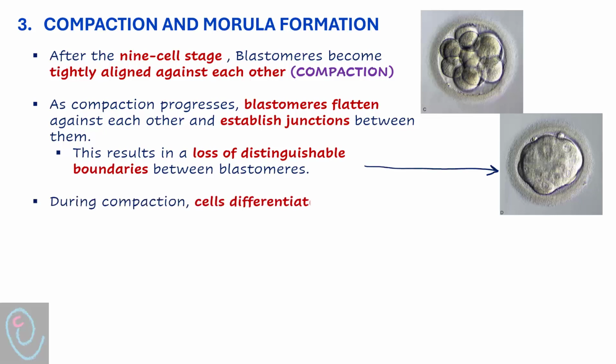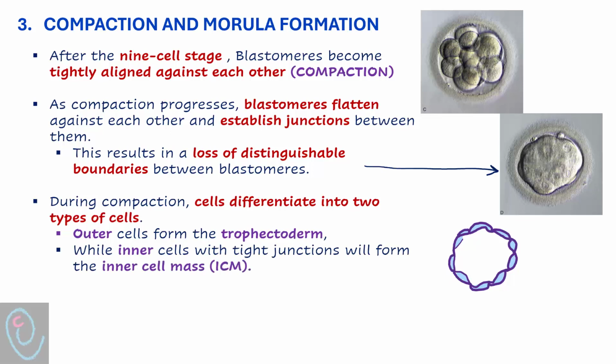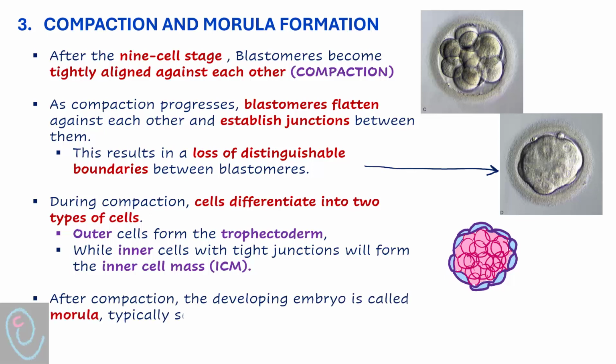During compaction, cells differentiate into two types of cells. The outer cells form the trophectoderm, while the inner cells with tight junctions will form the inner cell mass. After compaction, the developing embryo is now called a morula, which is typically seen around 4 days after fertilization.